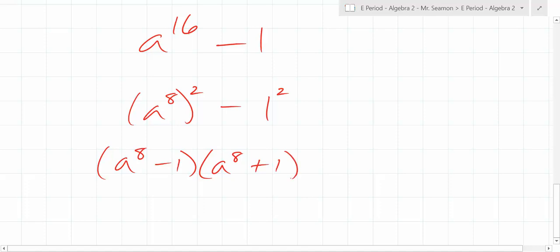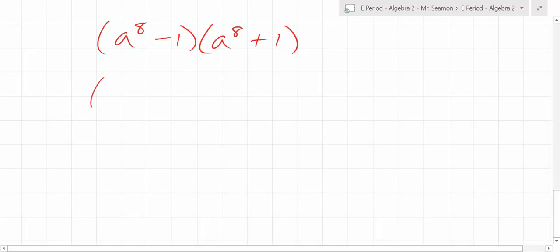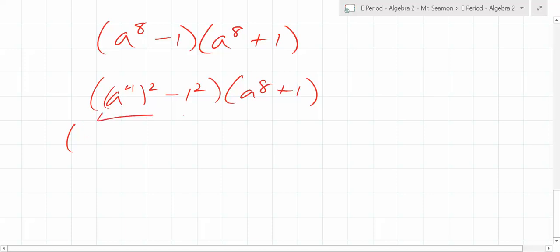Hey, but are we done? No, what is a to the 8th? A to the 4th squared minus 1 squared. We have a to the 8th plus 1. So what does this factor into? Yeah, it's a pyramid of fun. What does it factor into, Alex? What's it factor into? This one right here.